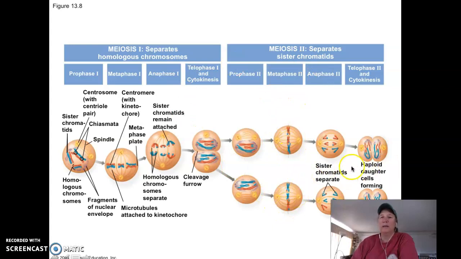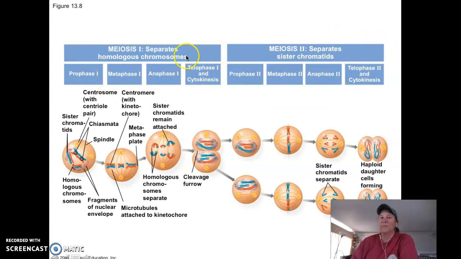Okay, so you're going to end up with two daughter cells and then two more daughter cells. Okay, and the new daughter cells are going to have half the number of chromosomes, and these are your gametes. Okay, and you can see they have their prophase, metaphase, anaphase, telophase, and cytokinesis, and prophase, metaphase, anaphase. So you have 1 and 2. This one looks a lot like mitosis.